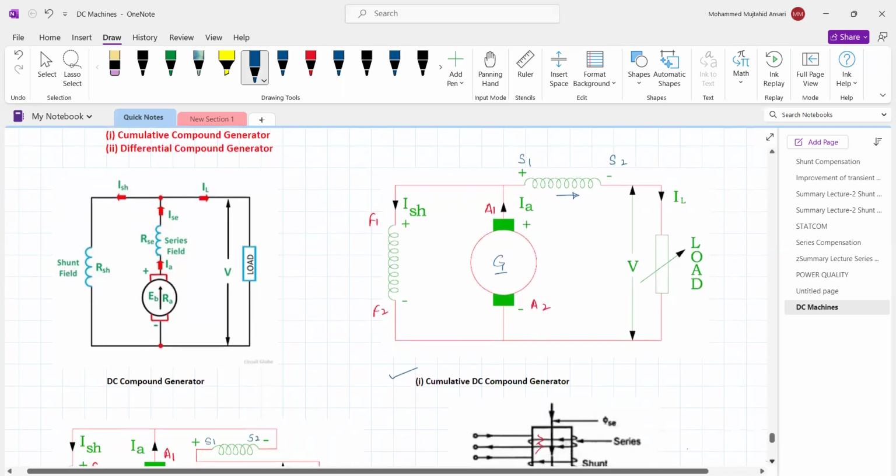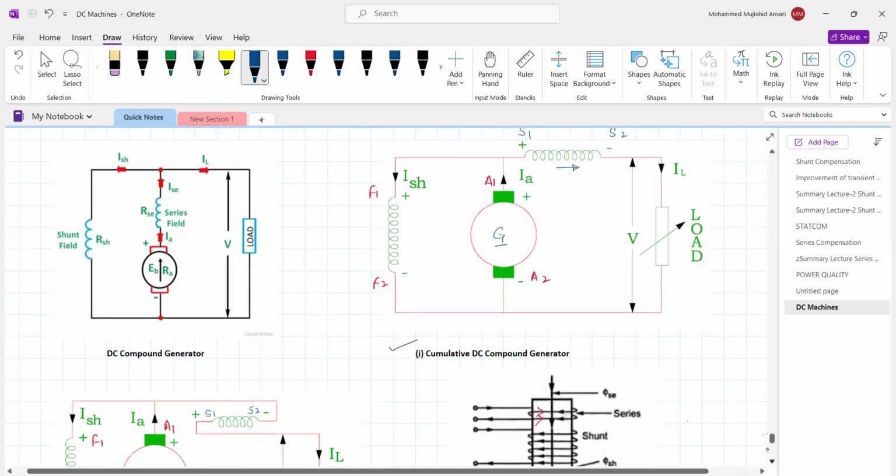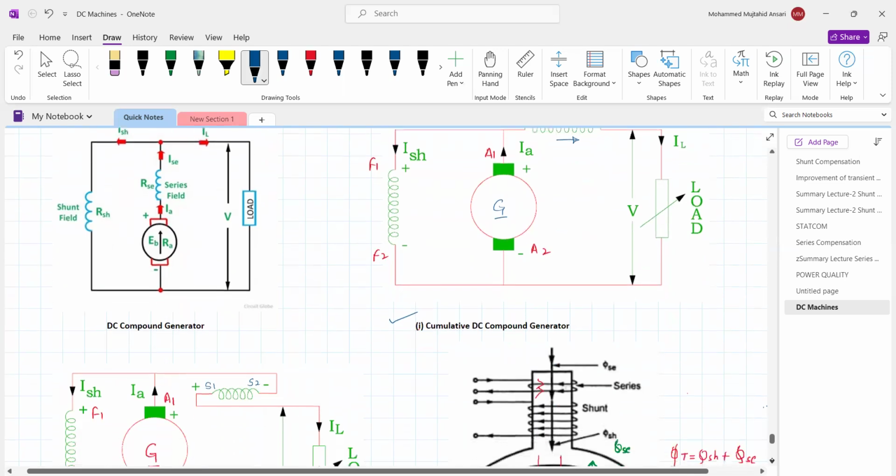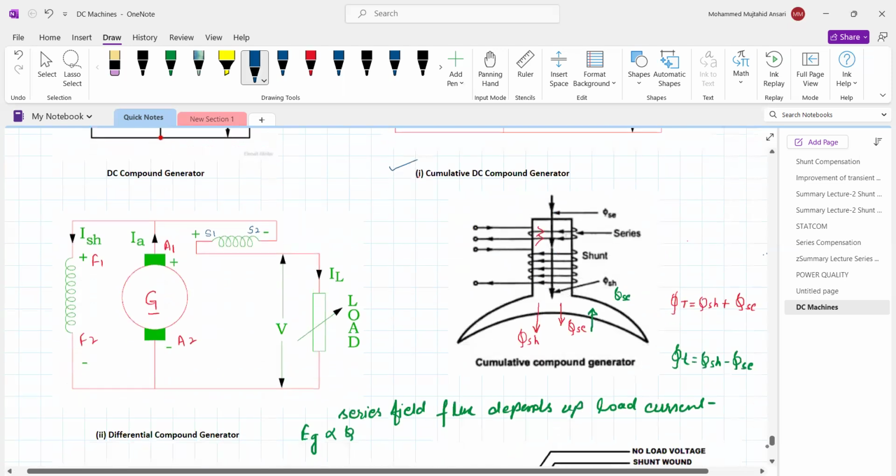But if you want to make the differential compound generator, we have to reverse the current in the series field winding. So in this diagram, the current direction has been reversed because S1 and S2 are interchanged, whereas the current is going to flow in this direction. Means A1 is connected to S2, so the current direction will be opposite as compared to the previous one. So in this way, it is a differential compound generator and earlier is the cumulative compound generator.